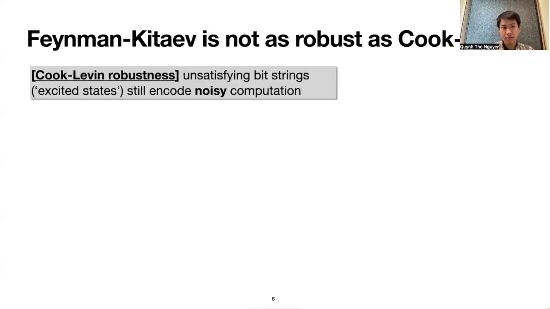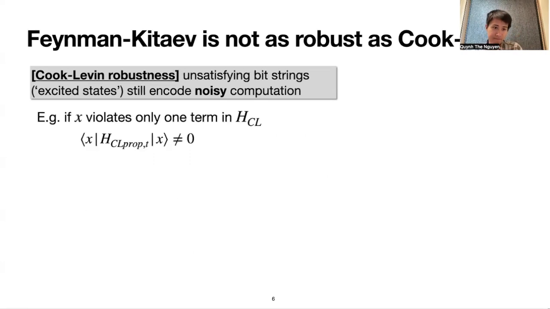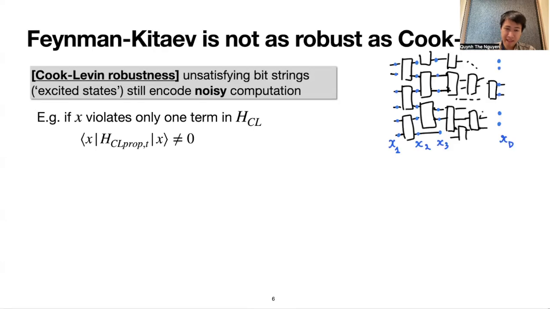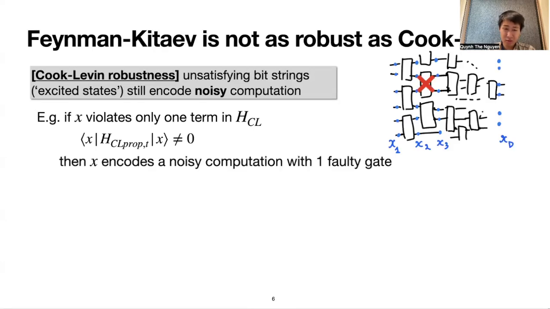So what is this robustness property? The property is that unsatisfying bit strings of the Cook-Levin Hamiltonian still encode a noisy version of the computation. So as an example, if we have a bit string X that satisfies all terms except one in the Cook-Levin Hamiltonian, then this bit string still encodes the noisy computation with the one faulty gate.